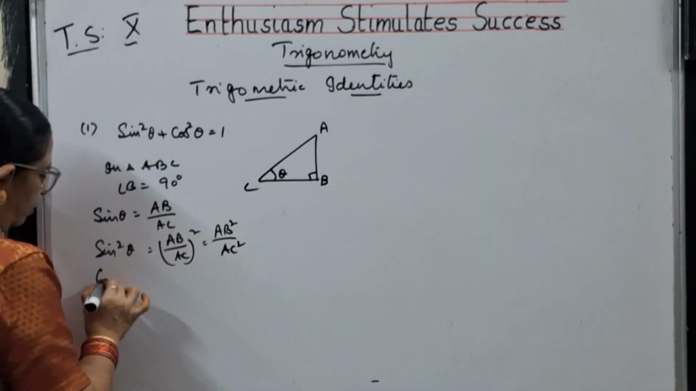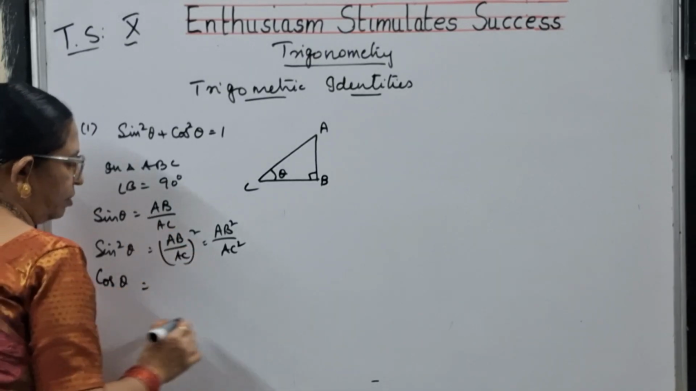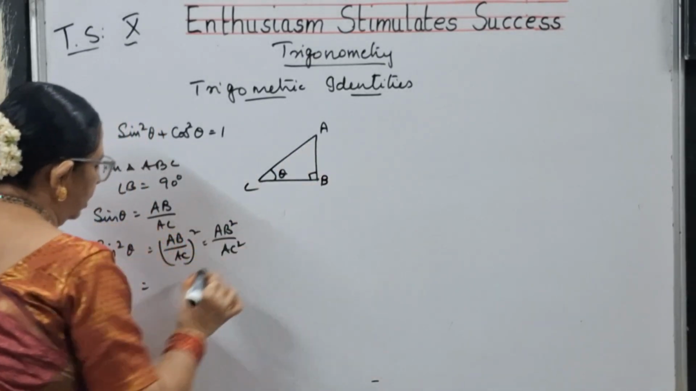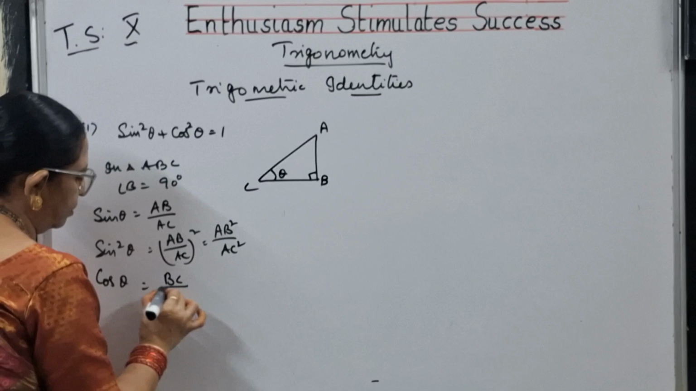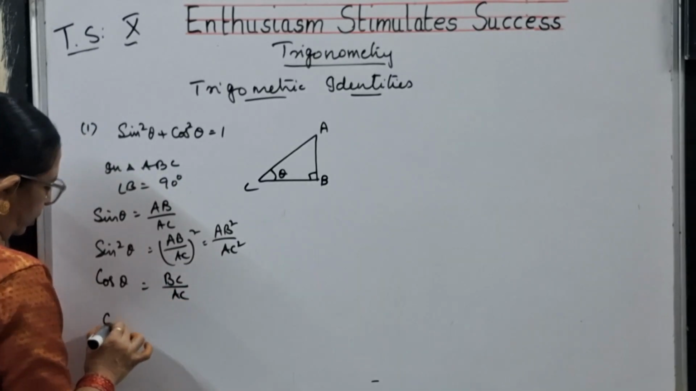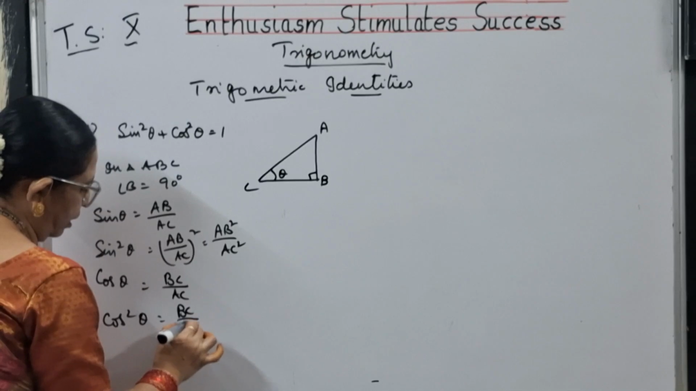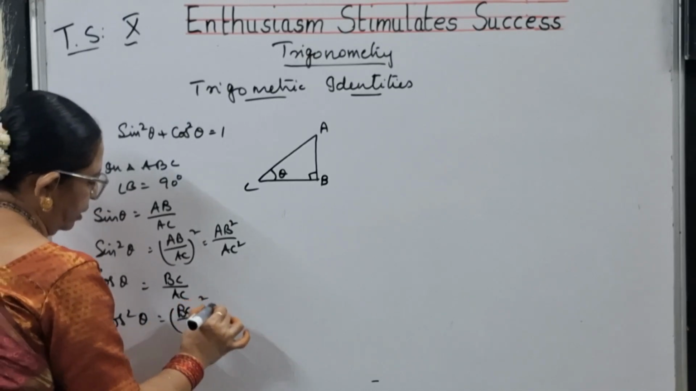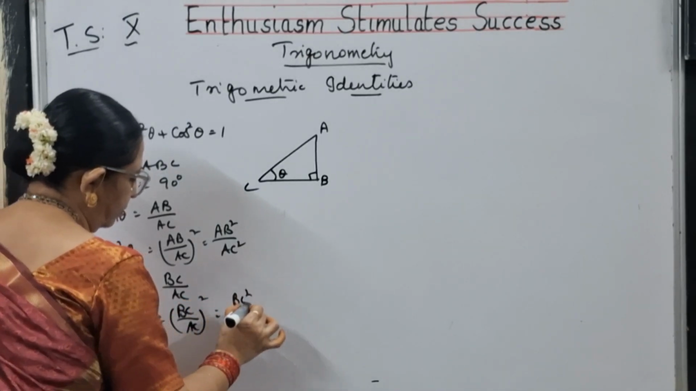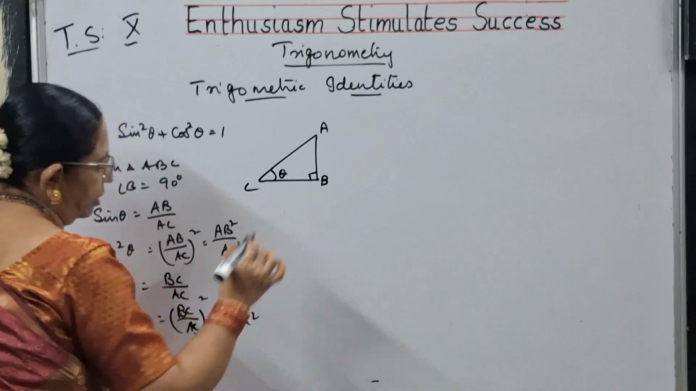Now go for cos theta. What is cos theta? Adjacent side by hypotenuse. That is BC by AC. So what is cos square theta? BC by AC whole square, that means BC square by AC square.